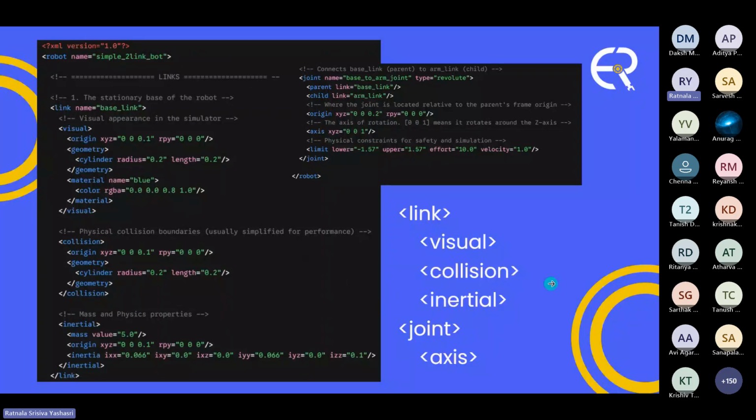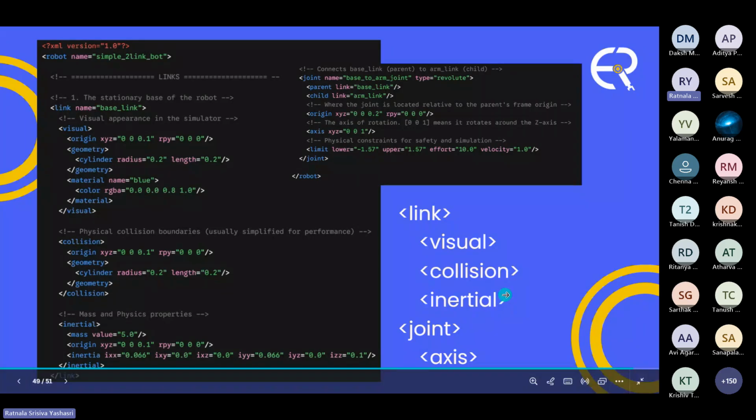Then we have a collision tag. This is the simplified cylinder or box, and you don't have to do anything. Fusion to URDF generates this automatically based on the bounding value. And then we have the inertial tag. This contains your inertial information: mass, moment of inertia, and center of mass. And this comes directly from your properties in Fusion 360. This is why assigning the right material matters.